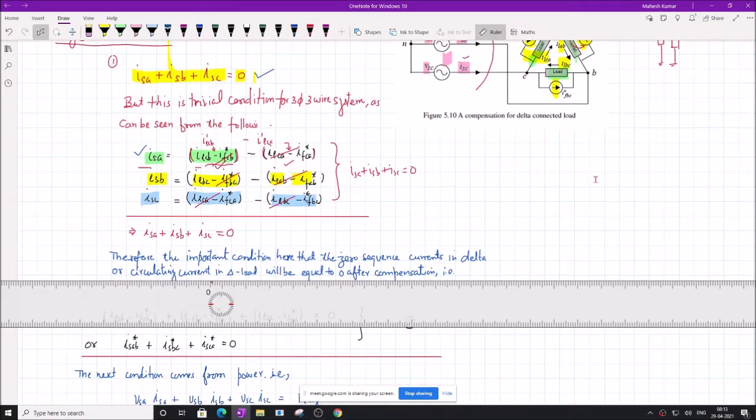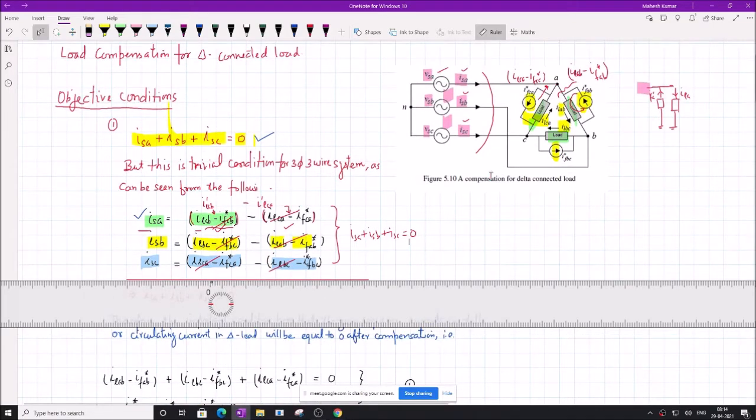Then what equation has to be used for current expression? Because we need three conditions. One condition, if you remember, was from the current equation. The second condition was from the power equation, and third condition was from the power factor condition. Three equations, three variables. What variables do we have to solve here? We have to solve IFAB star, because they are the compensator, IFBC star, and IFCA star. These currents have to be solved.